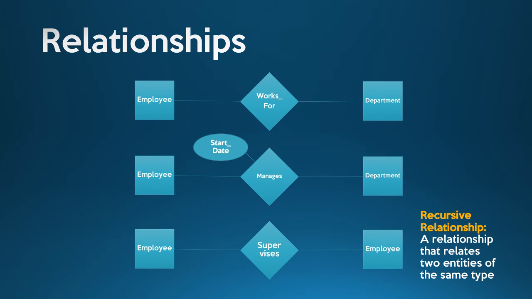You also have an employee manages a department, and the department is managed by an employee, right? And when you have that relationship, you can see what the start date of the manager was, okay? You can also have relationships with the same entity. For example, an employee supervises another employee. That's an example of two of the same entities in the same relationship. This is what we call a recursive relationship because it relates two entities of the same type, okay? This can happen a lot, and it's perfectly fine. It's just a matter of setting it up right so the database doesn't mess up.